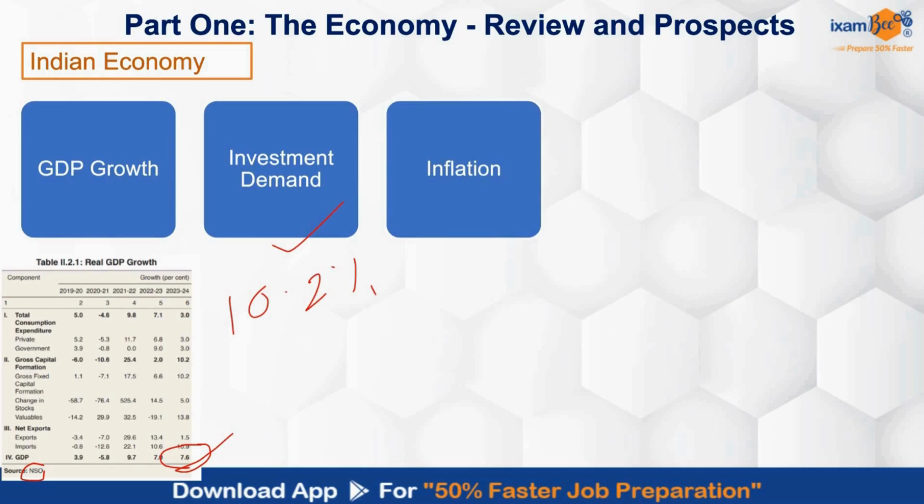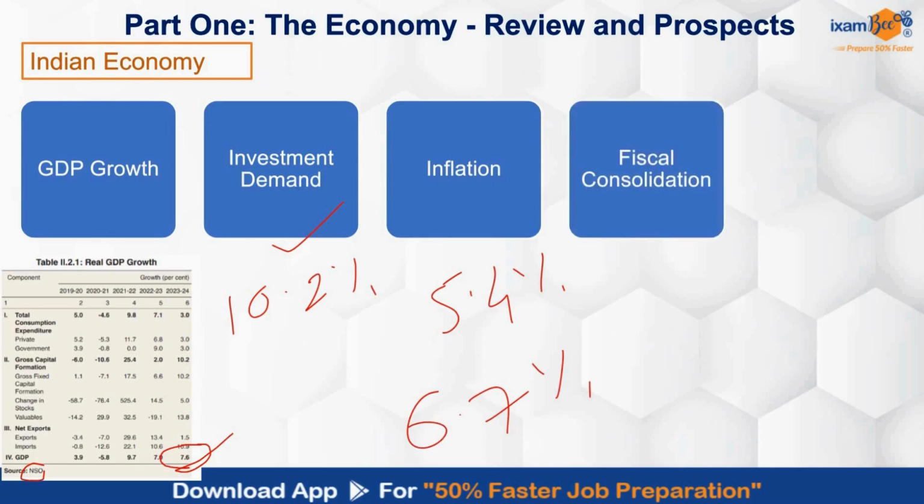And when it comes to inflation, compared to last year, inflation dropped to 4.5% from 6.7% earlier. Again, the latest monetary policy has further updated the number. These are the important things. Fiscal consolidation: the fiscal deficit becomes important, and on that side also there is good progress.